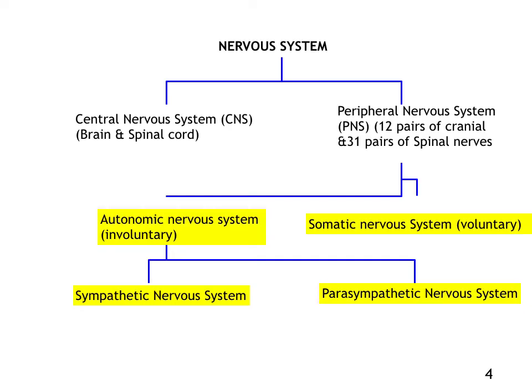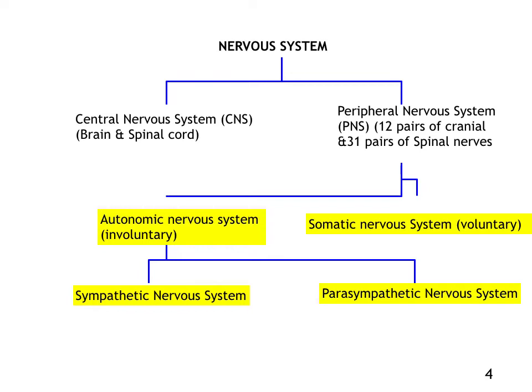Coming to the subdivision of the nervous system, we can have a look at this chart. The nervous system is broadly classified into two categories: central nervous system and peripheral nervous system. Peripheral nervous system is again classified into autonomic nervous system and somatic nervous system. Autonomic nervous system is further classified into sympathetic nervous system and parasympathetic nervous system. So the nervous system, as I told you, is broadly divided into two categories: CNS and PNS, central nervous system and peripheral nervous system. In the central nervous system, you have brain and spinal cord.